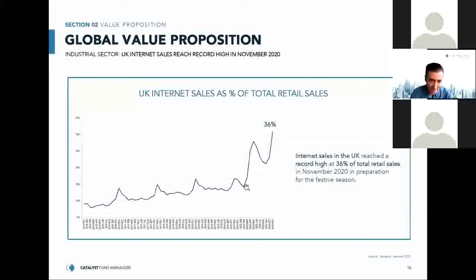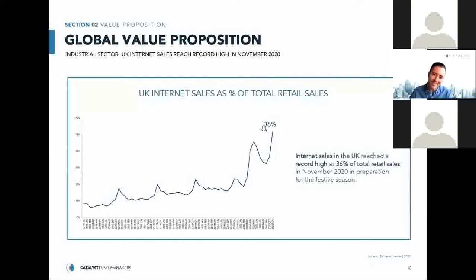If we look at the beginning of last year, just before the pandemic hit, you can see online sales were just under 20% of total retail sales in the UK. By the end of last year, that number had shot up to 36%. Okay, so that's an enormous increase. Now, sure, you might say that that's an elevated level. The UK was in lockdown.